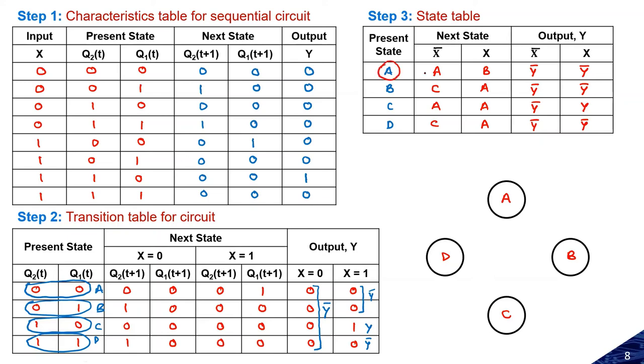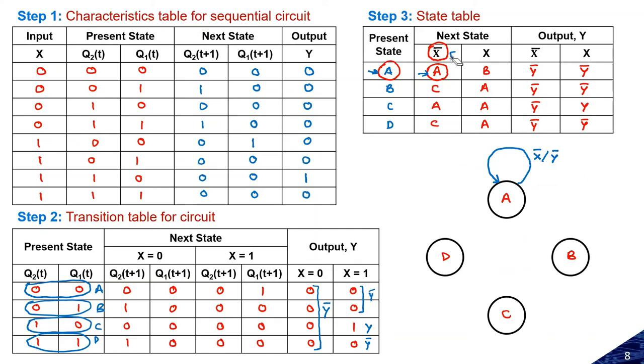If the present state is A, the next state is going to be A itself if X bar is there. What does it mean? The next state is A, the input is X bar, and the output we are getting at this state is Y bar. So this is the first case. Let me repeat what I did. The present state was A. The next state I am getting is A. So A to A, where the input was X bar, so X bar I have given here. And the output for this case was Y bar, so here I have given the output. This is how we can write this transition.